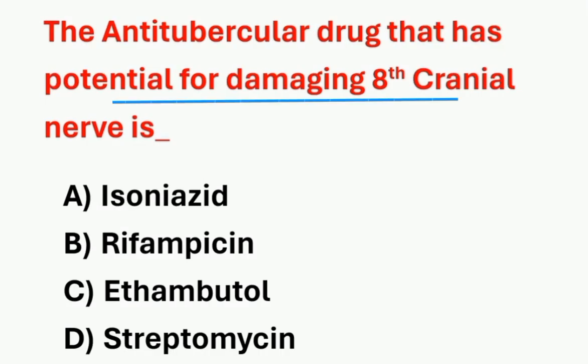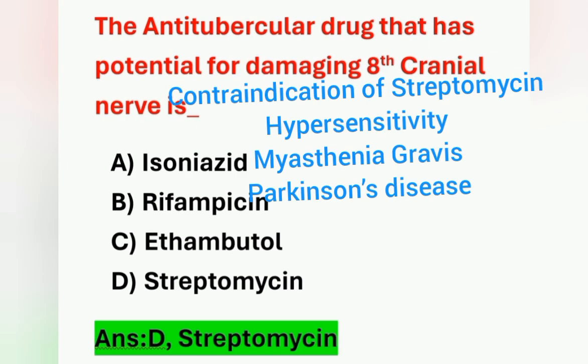The anti-tubercular drug that has potential for damaging the 8th cranial nerve is: option A isoniazid, option B rifampicin, option C ethambutol, option D streptomycin. Which anti-tubercular drug can cause damage to the 8th cranial nerve? It is streptomycin. Option D is the correct answer.